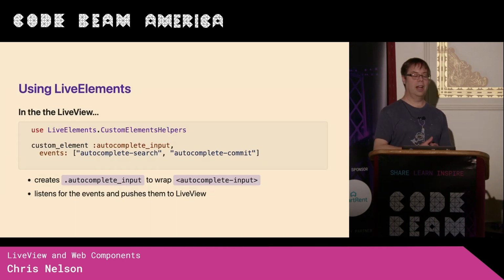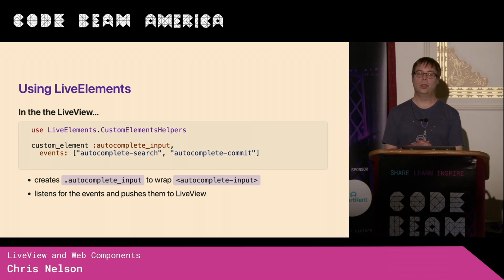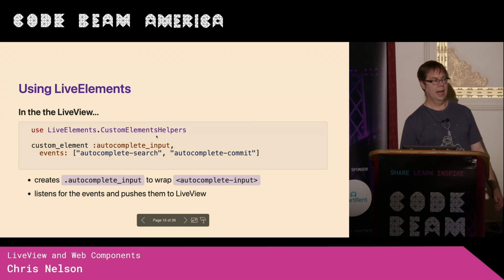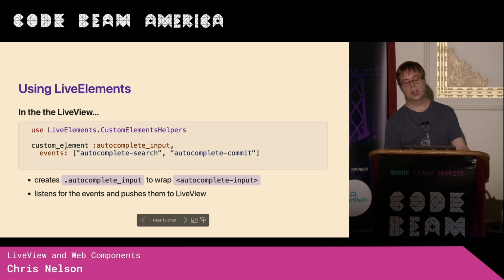So speaking of using live elements, this is what it actually looks like to use live elements in your LiveView. We pull it in this way with using the custom elements helper, and that gives us our macro. This is the custom element macro. It gets an underscored version of the tag name, and that's what becomes the functional components. And then the other key bit is it gets a list of events that we want to send up to LiveView. In this case, there's only the two I mentioned, search and commit. And yeah, it just creates the functional component and sends the events up to LiveView.